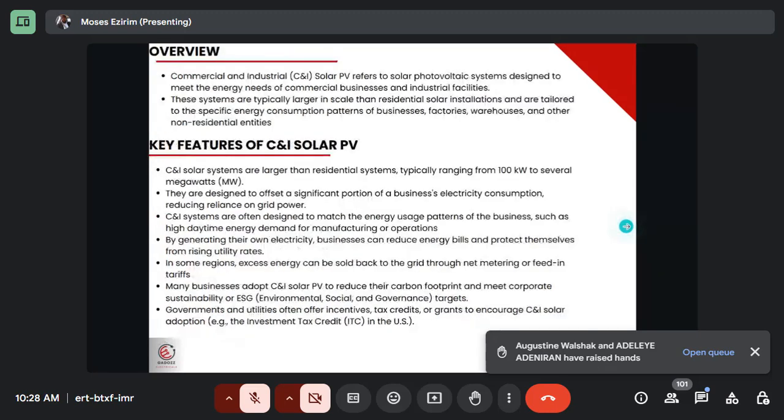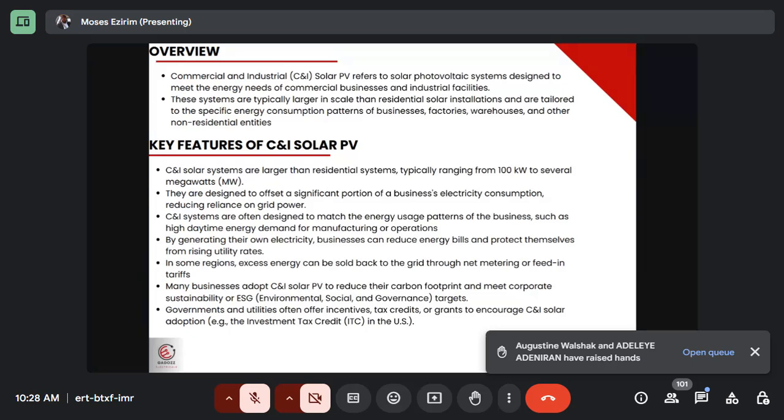All right. So now the overview. What is CNI? CNI refers to solar PV systems designed to meet the energy needs of commercial, business and industrial facilities. Now, let me just break it down to you. Forget those grammar errors that you are seeing there. Now, let me break it down to you. Now, let me give you an example.